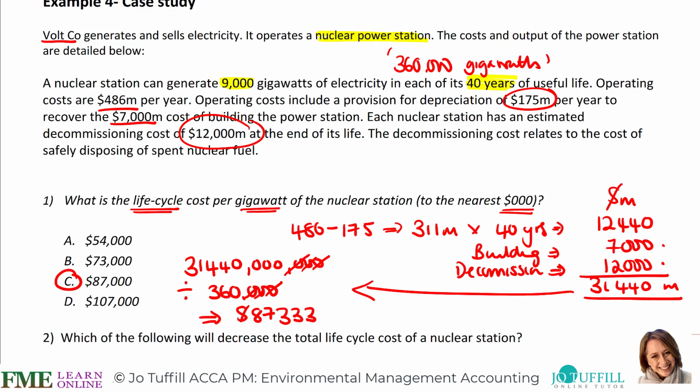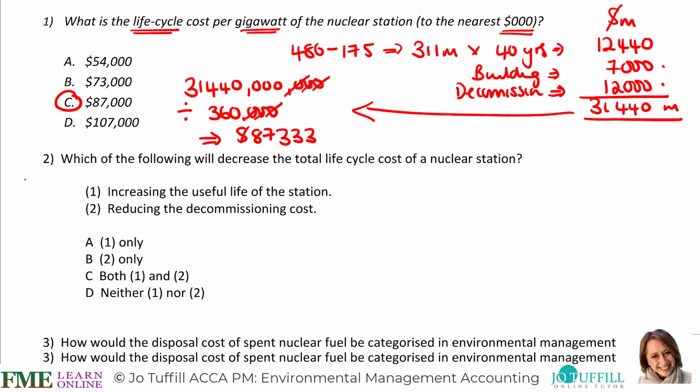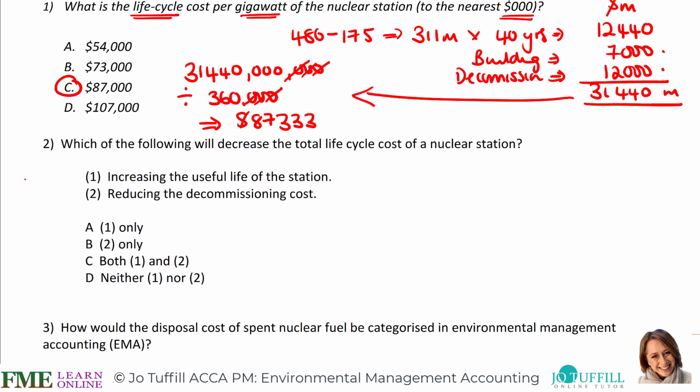Now let's go on to part 2. Still using the same scenario. Which of the following will decrease the total life cycle cost of the nuclear station? Now they're asking for the total life cycle cost, not the per gigawatt hour cost. So increasing the useful life of the station, that may reduce the per gigawatt hour cost, but no, it would definitely increase the total life cycle costs because you're operating the nuclear station for longer, therefore incurring more operating costs. So that is wrong.